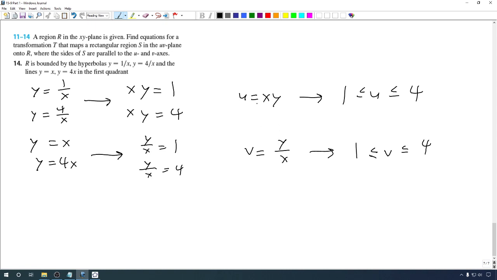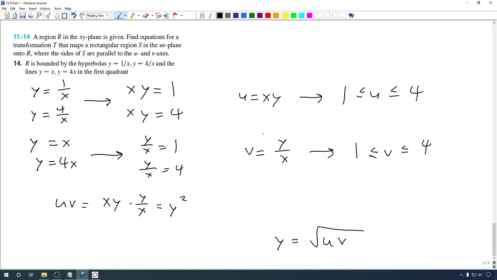If you think about it, you might say, well, if you multiply u and v together, the x's will cancel out nicely. So that's what I like to do, multiply those together. So xy times y over x. The x's cancel out and you get a y squared. Of course, that's not actually y. You'd have y equals the square root of uv.